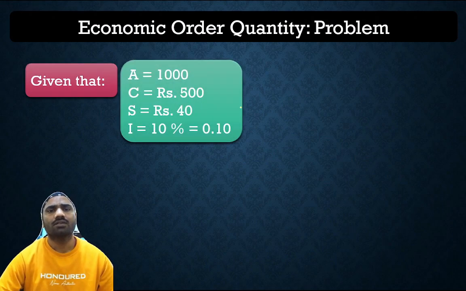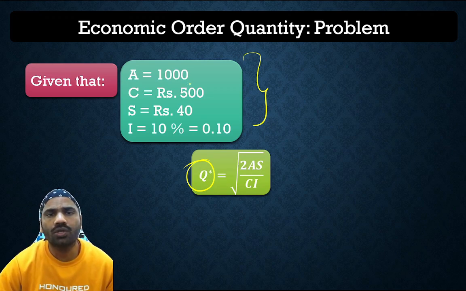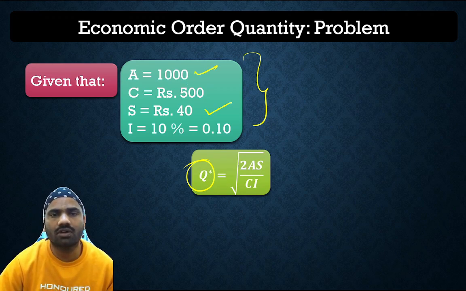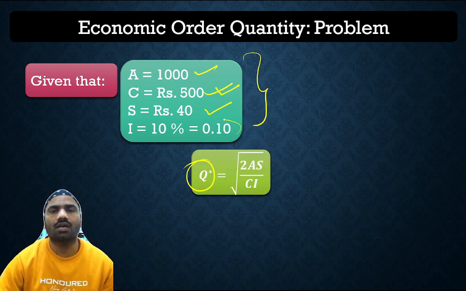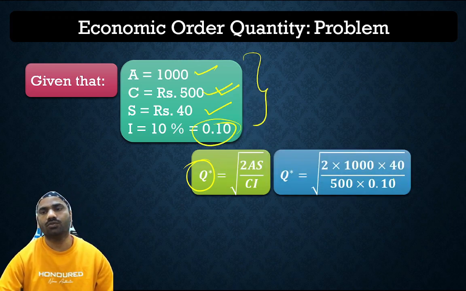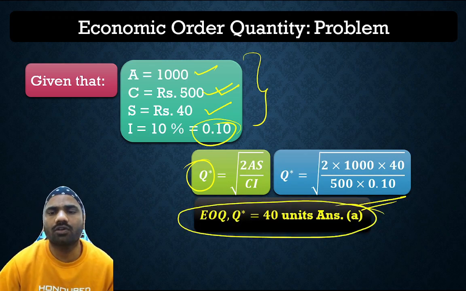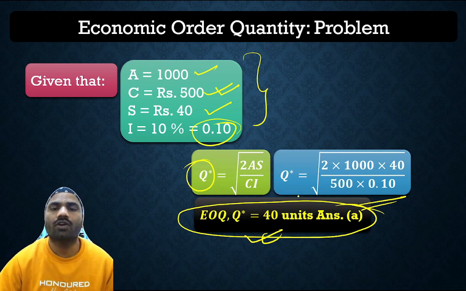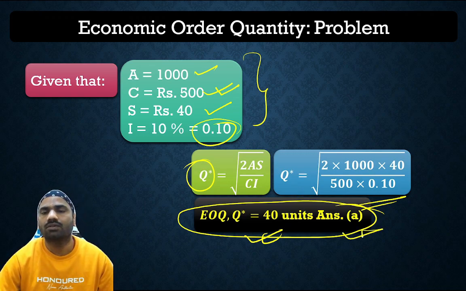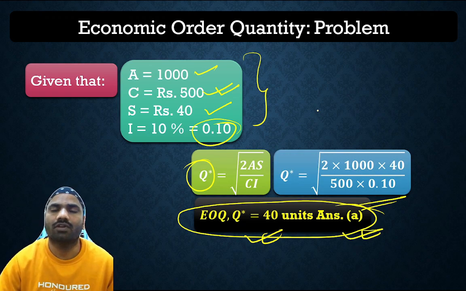Next, on the basis of given parameters, we will find the value of Q star, and that will be the square root of 2S into A by CI. 2 into 1000 into S, which is 40, C is 500, and I will be 0.01. So we'll solve this, and we can see that the economic order quantity is 40 units. So if you order in lot size of 40, then we have minimum total variable cost.